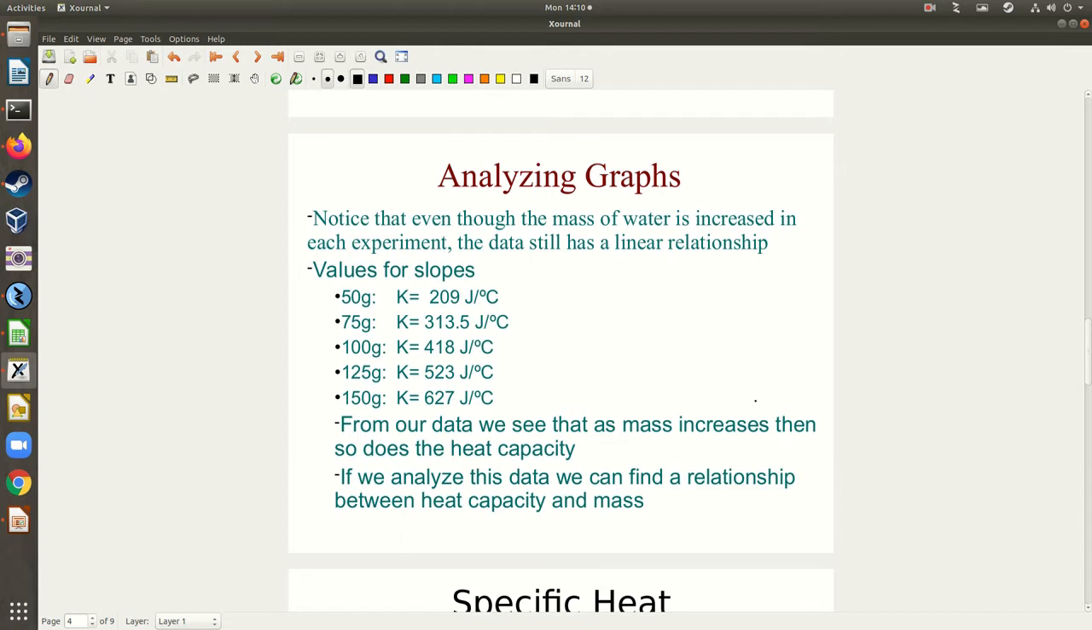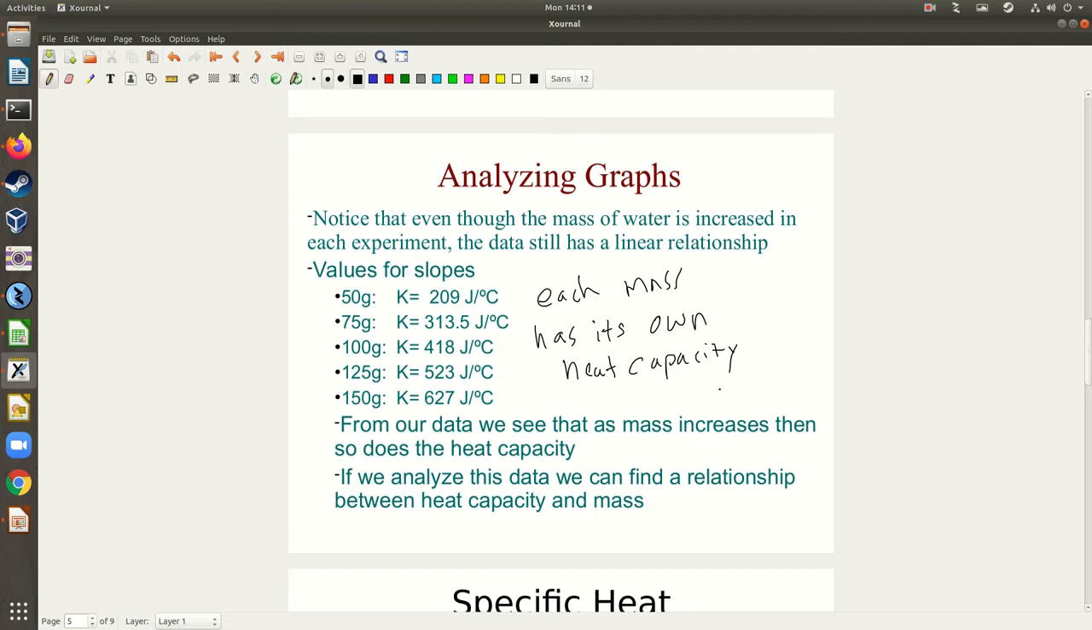Analyzing graphs. Notice that even though the mass of the water is increased in each experiment, the data still has a linear relationship. So you should get very similar values, 209, 313, 418, etc. Each mass is going to have a different heat capacity. So note that each mass has its own heat capacity. Every mass will have its own individual heat capacity.